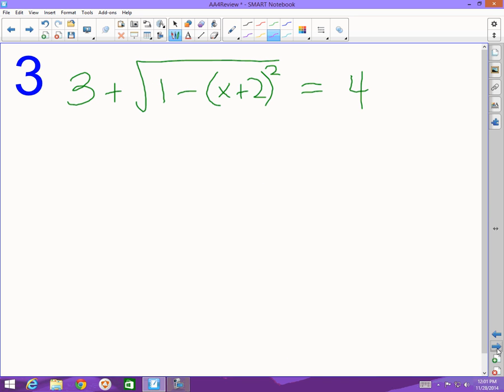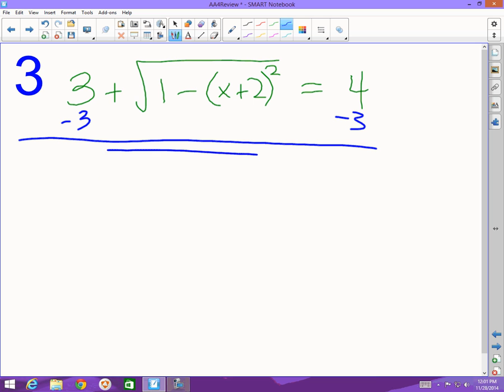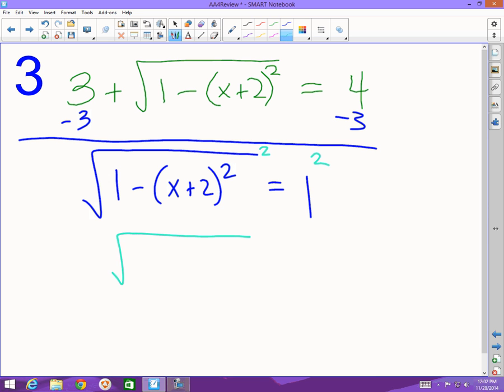All right, now moving on to this one. First thing, you would subtract 3. And then you have the square root of 1 minus x plus 2 squared equals 1. Next thing is square both sides. So when you square this, you're going to get 1 minus x plus 2 squared equals 1.